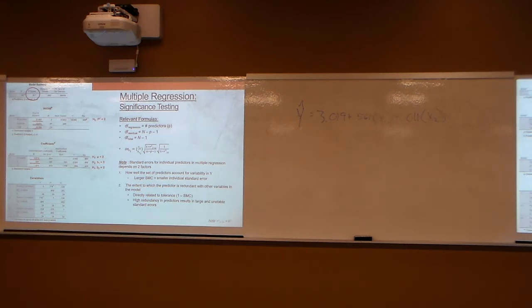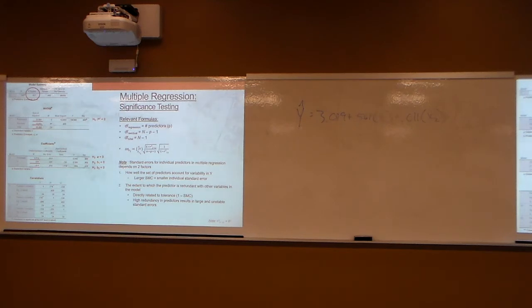So your standard errors for individual predictors here, for X1 and X2, are going to depend on a couple of different things. One, how well your total set of predictors accounts for variability in your outcome. The larger my squared multiple correlation, or my R squared, is, the smaller the individual standard error. Why? As my R squared increases, my standard errors for my individual predictors start to decrease. Why is that? Because your regression model is becoming a better predictor, right?